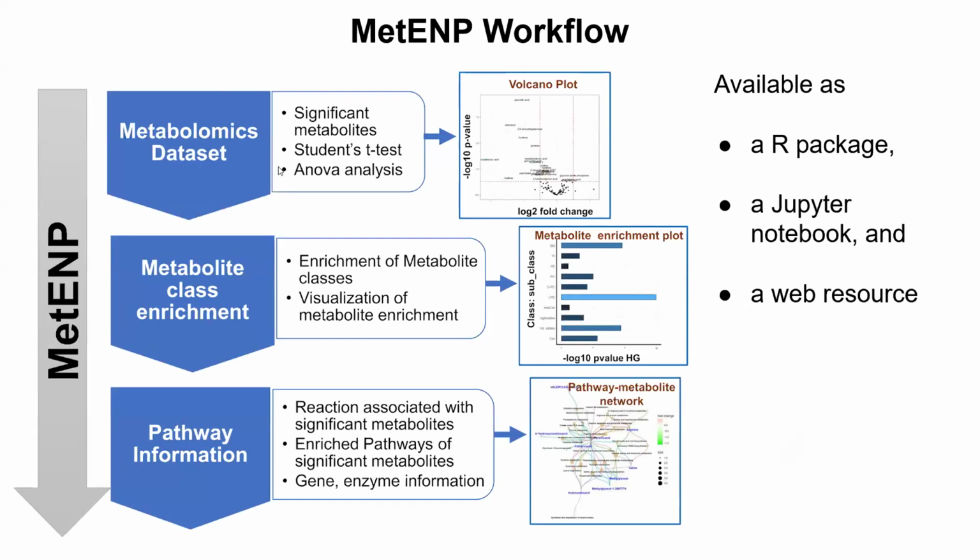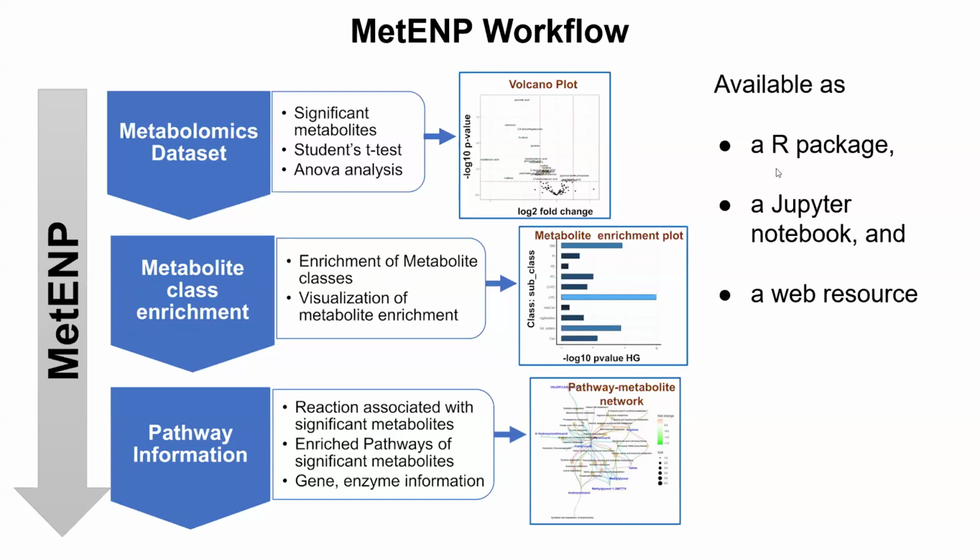So the first step is to get the data, for example, from different metabolomics studies, and identify what are the significant metabolites between two different conditions using the student's t-test and ANOVA. And then once you have the list of significant metabolites, one can perform metabolite class enrichment, metabolic pathway enrichment, and visualize those results, followed by further interpretation. For example, what are the reactions and enzymes which are associated with those metabolites, and what are the pathways in which those metabolites participate, and find out further information related to the enzymes in those reactions.